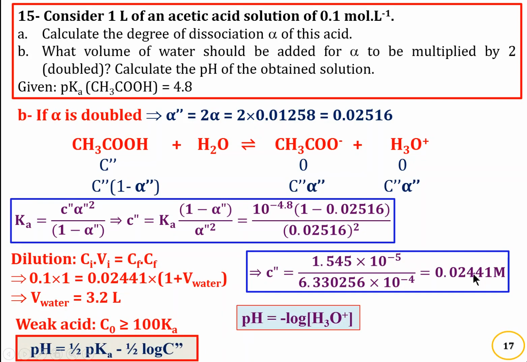We find that C second is greater or equal 100 times Ka, so the formula of the weak acid that can be applied equals half pKa plus pC, or half pKa minus half log C. Or you can apply simply the pH equal minus log H3O+ in the solution equal minus log C second alpha second, and you will obtain a pH equal 3.2.